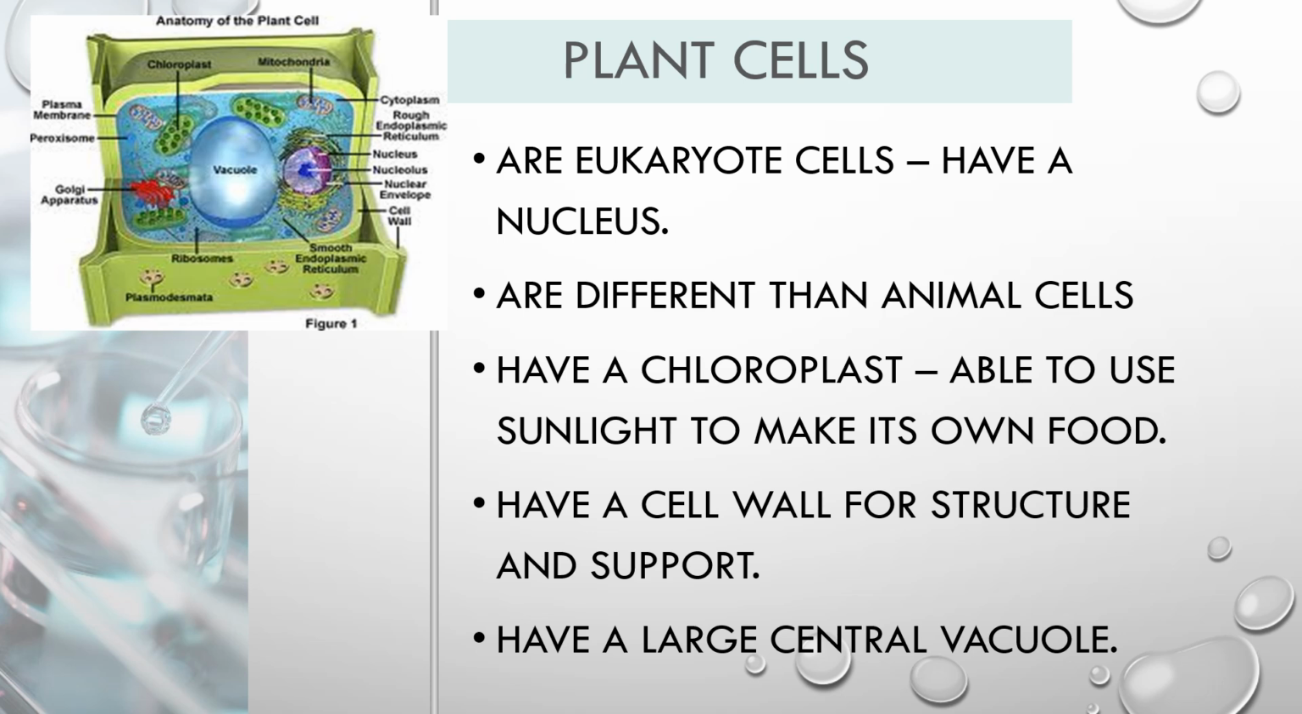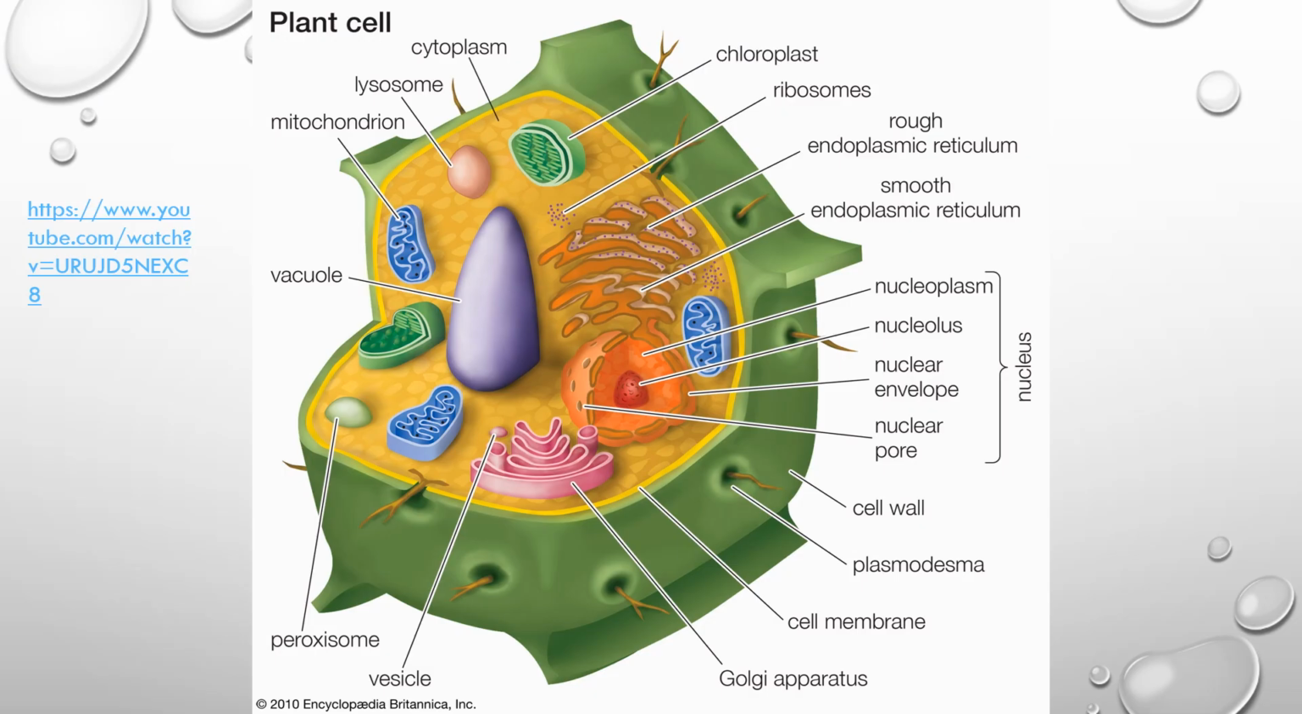Plant cells are eukaryotic cells. They do have a nucleus, and they are different from animal cells. They have a chloroplast, which we've talked about, which uses sunlight to make its own food. They have a cell wall for structure and support, and they have a large central vacuole. Looking at this, we can see the vacuole in the middle with the purple circle. We can see the boxy structure of it as well.